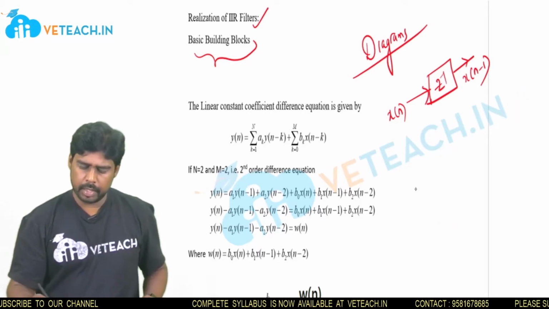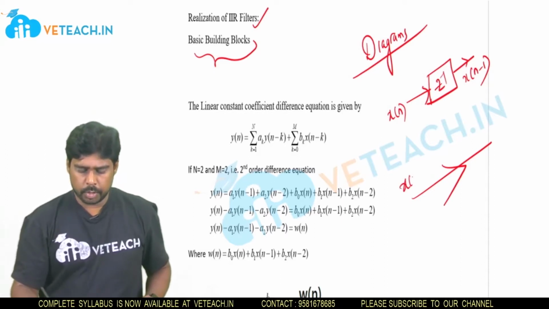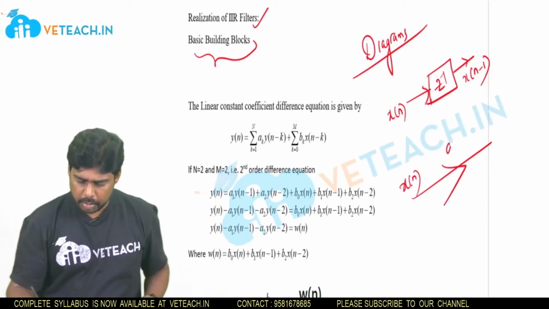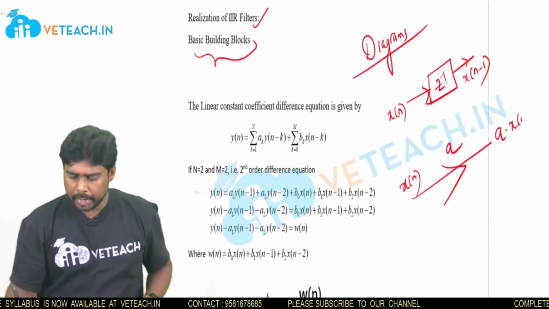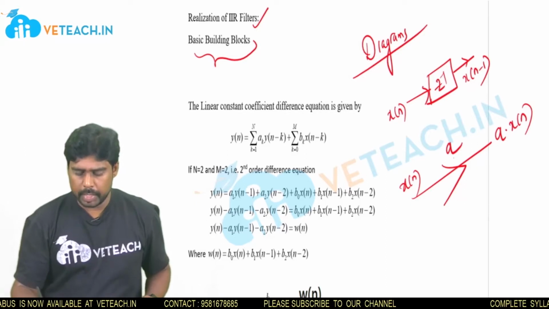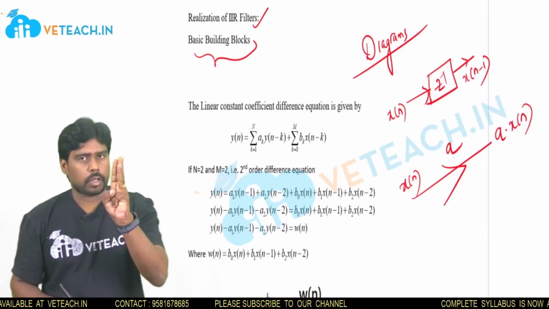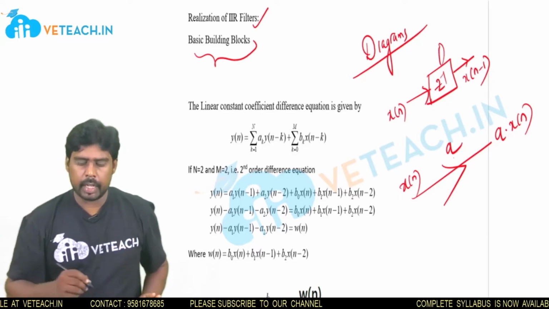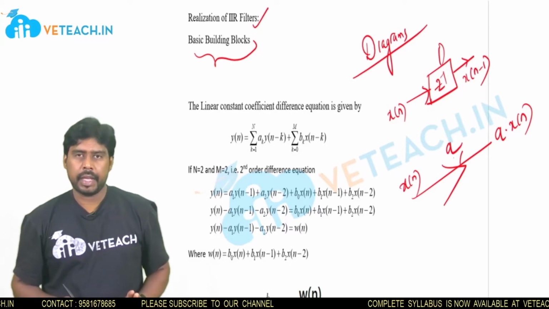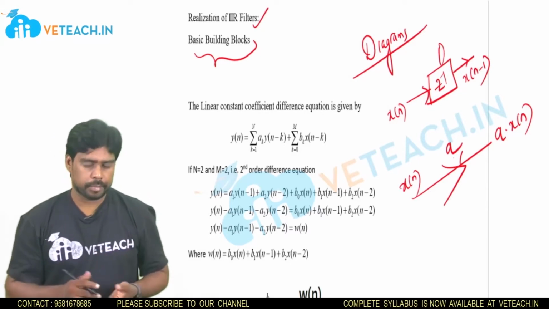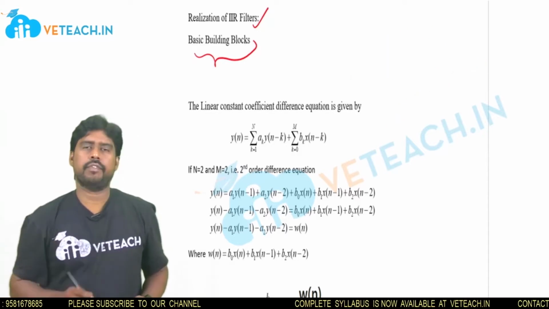Then we have one more block. It's like this, an arrow mark. If this is x of n and I write this arrow mark value as a, the output will be a into x of n. I can call this a multiplier block, a multiplying element. So there are 3 blocks: the unit delay block Z inverse, the multiplying block a, and the summing block. With these 3 blocks you can draw the diagrams of IIR filters.